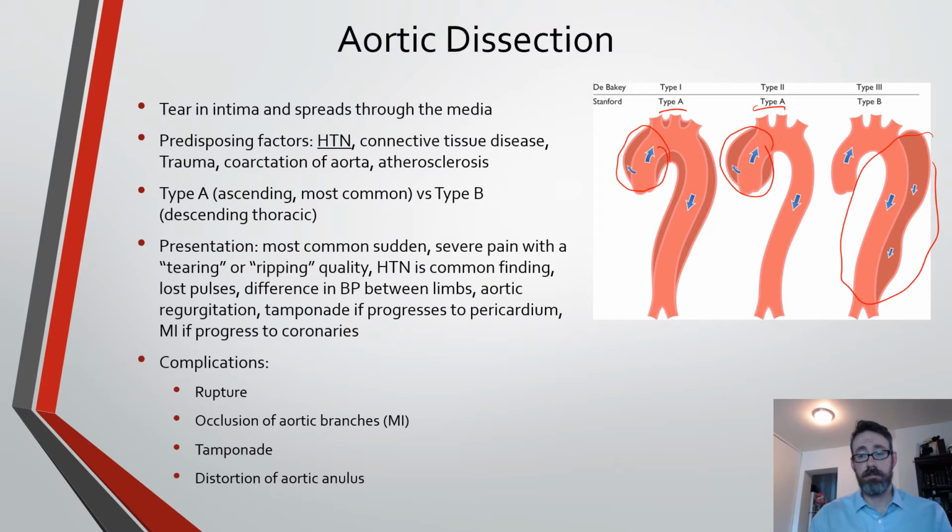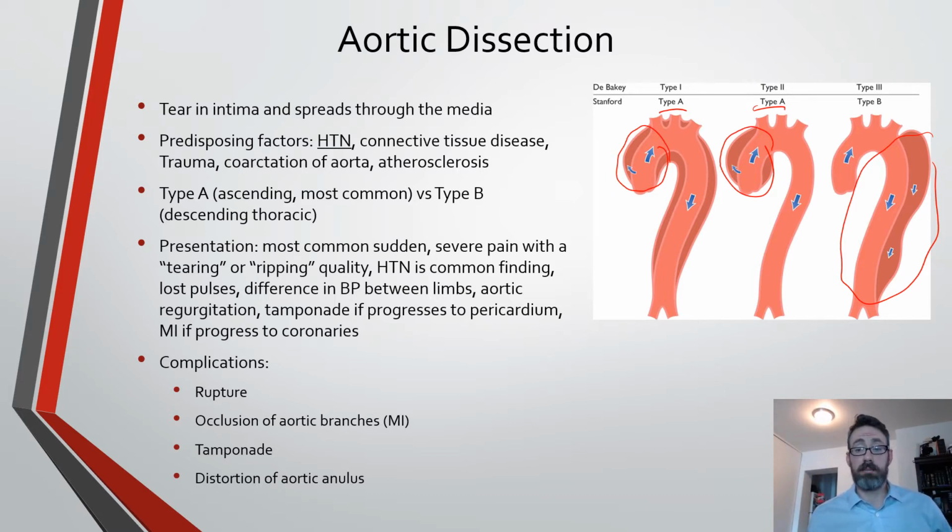Now, in terms of presentation, most commonly it's sudden. They usually have sudden, severe pain, and it's usually a tearing or ripping quality type pain. And that tearing or ripping can be anterior or posterior, so posterior between the shoulder blades, or anterior like substernally. And that also gives an indication of a type A versus a type B. So, for example, if they have an anterior type chest pain, that's more like a type A. Whereas type B, which is descending, which goes posteriorly, is going to be more posterior between the shoulder blades.